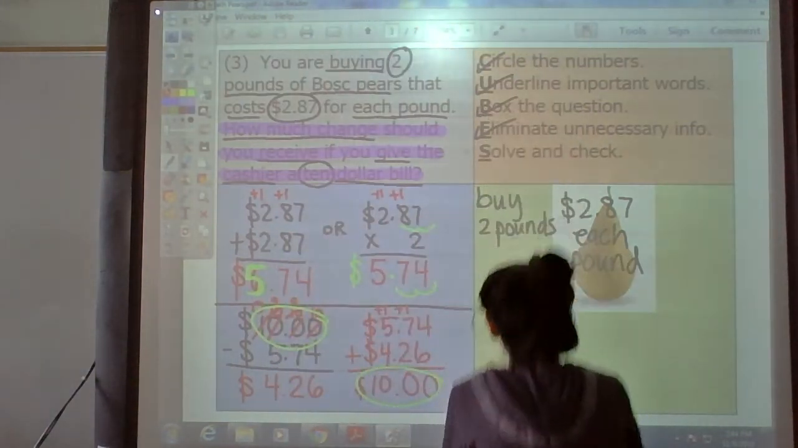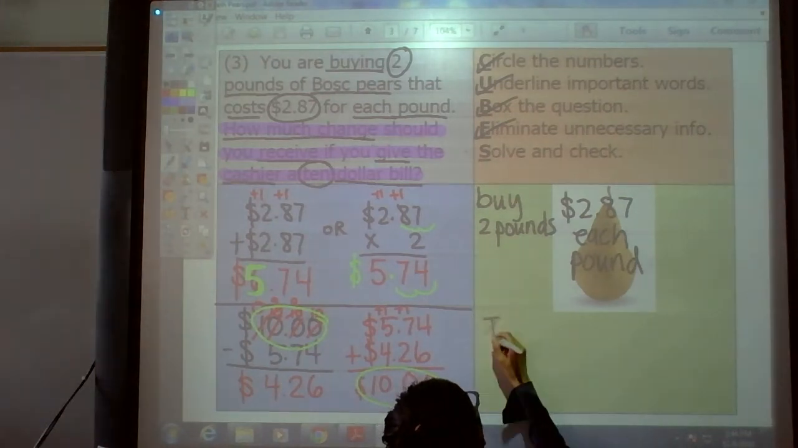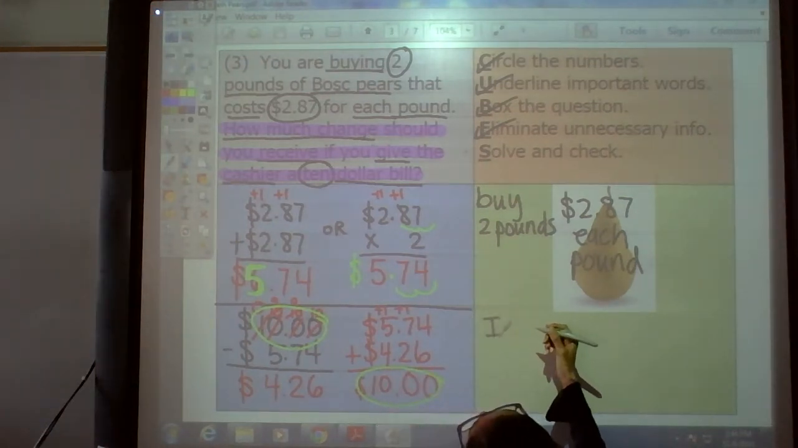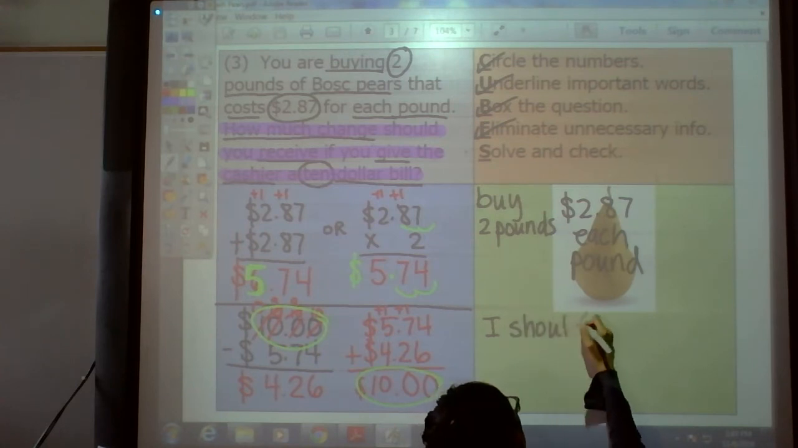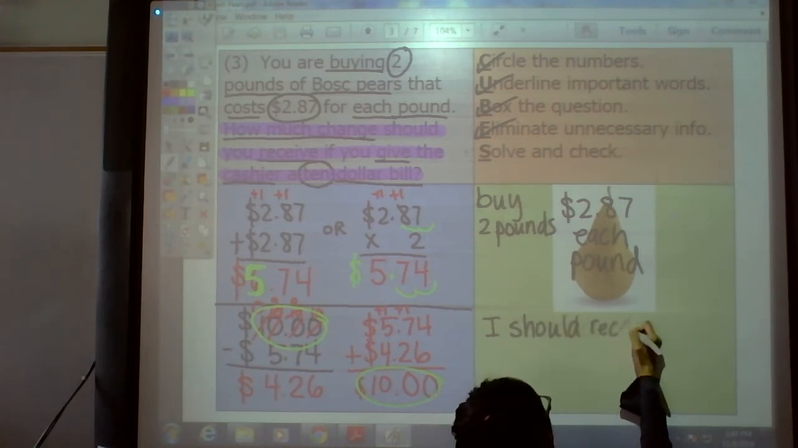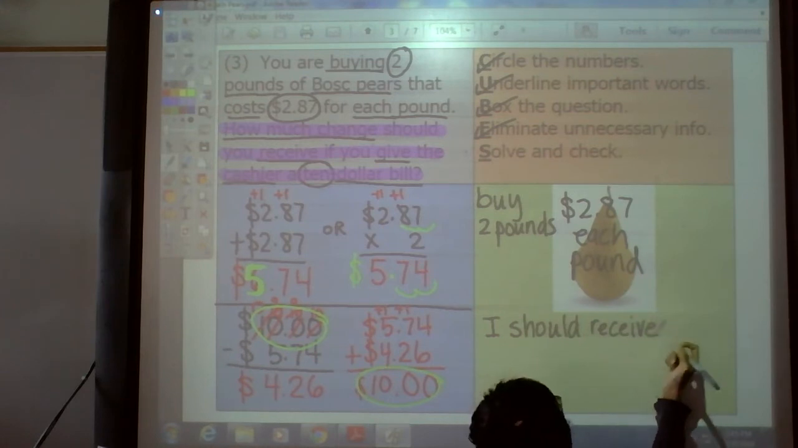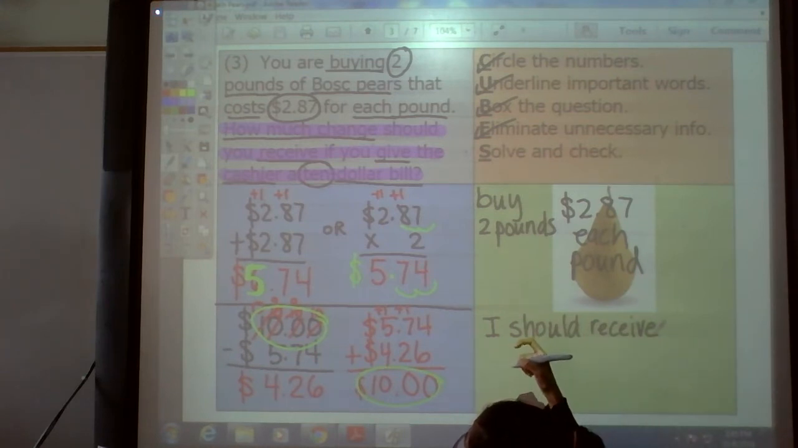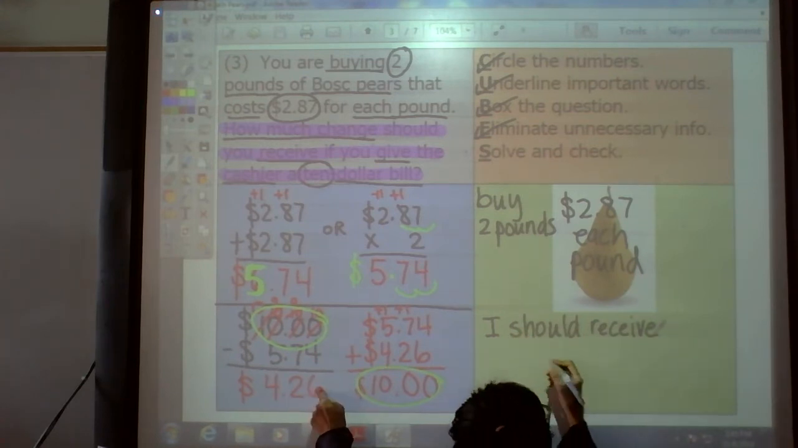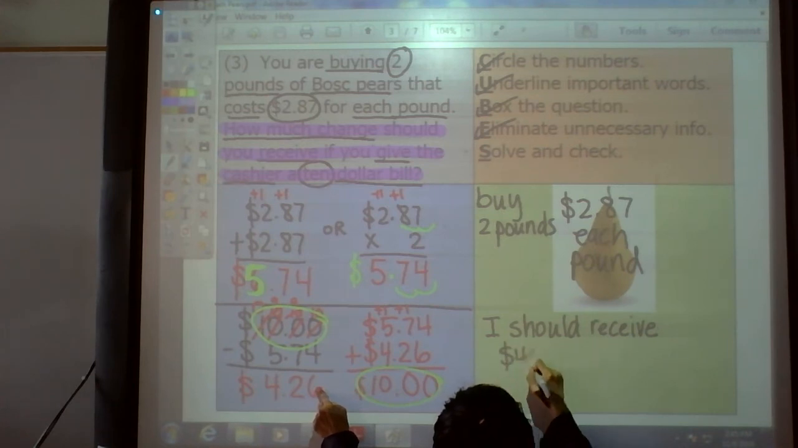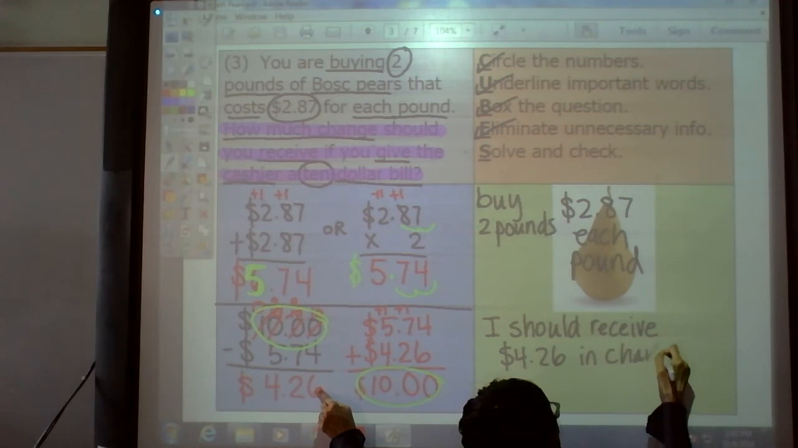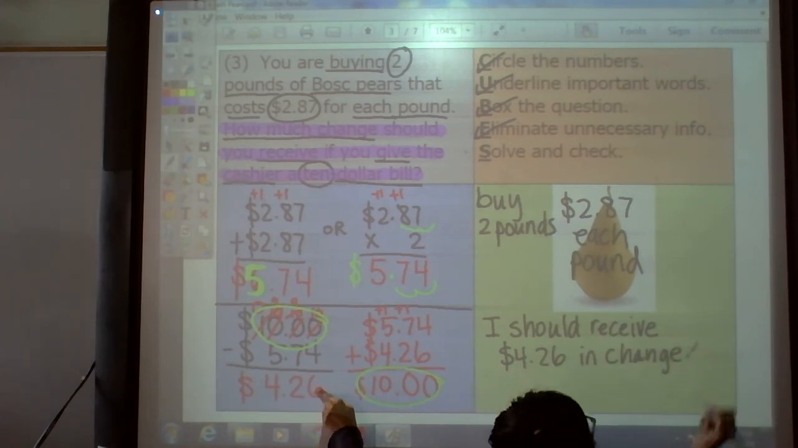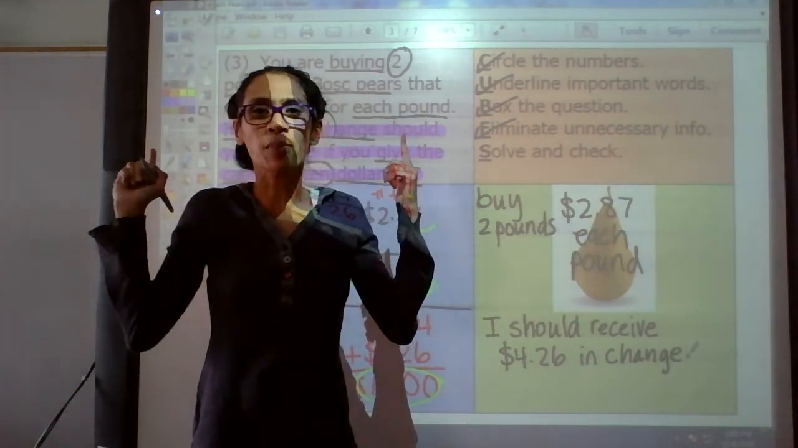So let's write that down. I should receive how much? Right here, $4.26 in change. Bam, we are done with number 3.